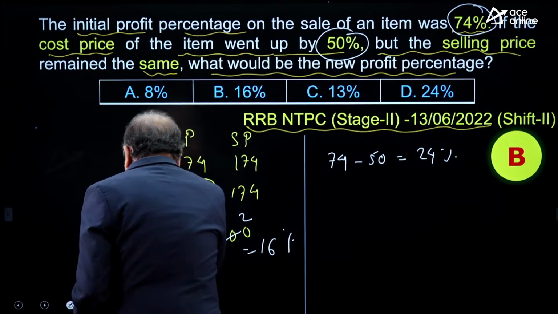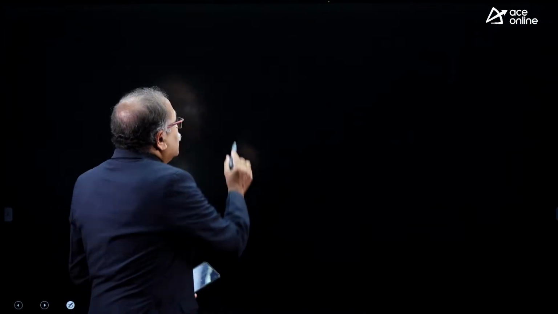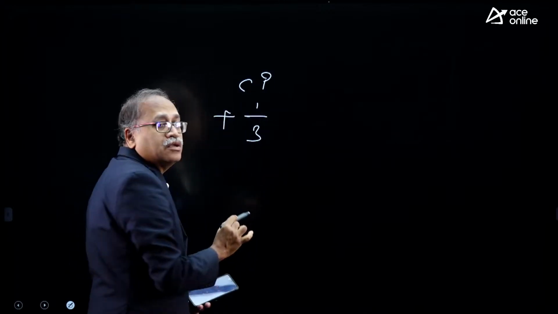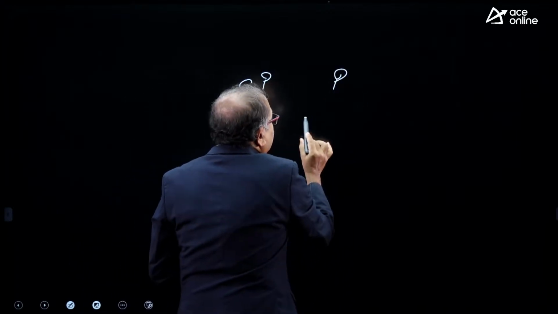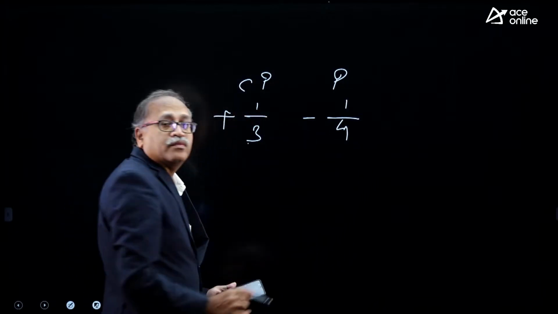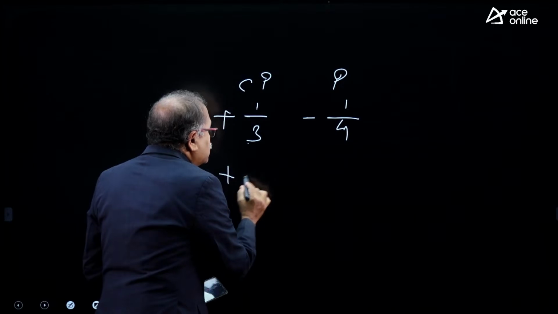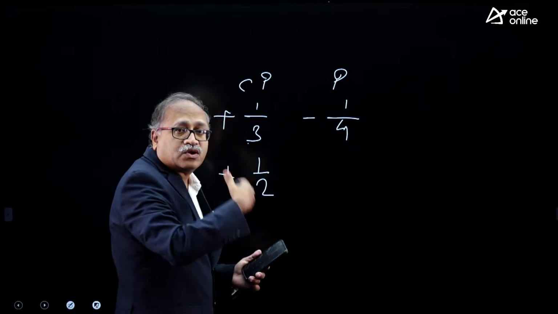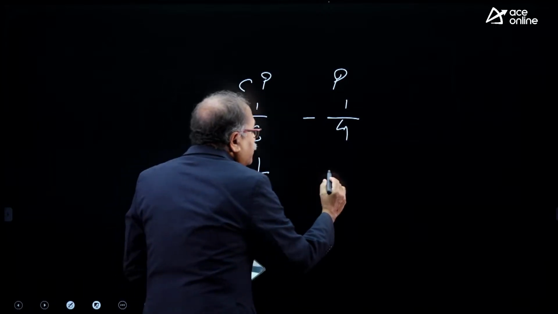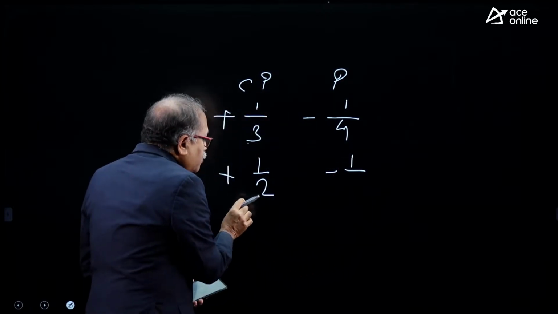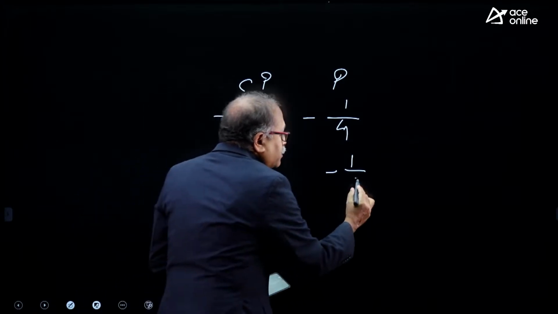But here I need to explain one thing. I don't know how many of you know it. If the CP has increased by 1/3, then the profit will decrease by 1/(3+1), that is 1/4. If the CP is increased by 1/2, then the profit will decrease, because cost price is increasing, by the same 1 as numerator and denominator 2 plus 1, 3.